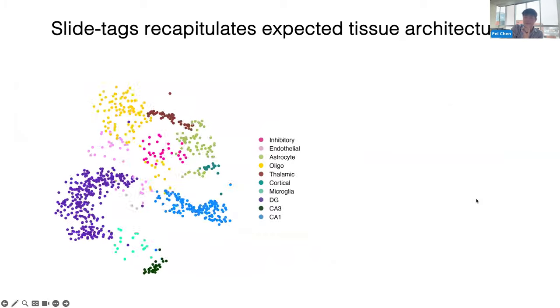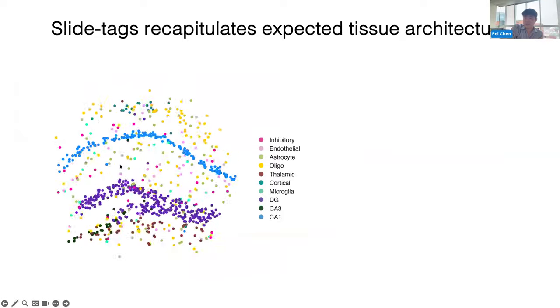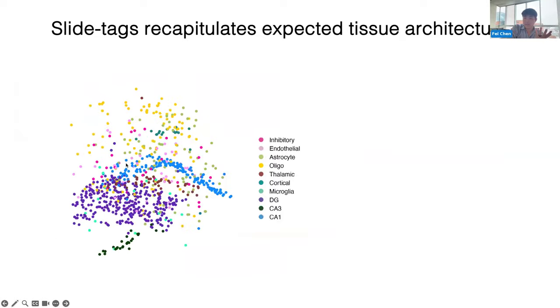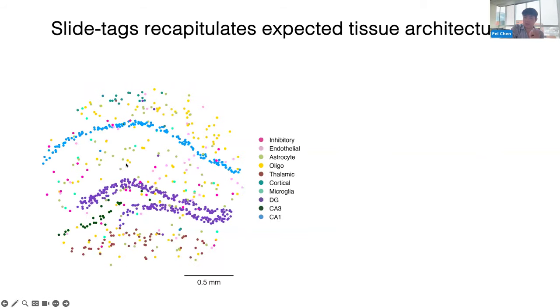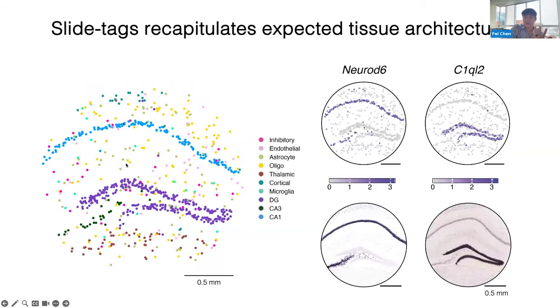And so when we do that, we can take each one of these cells and place the cells into space. This is single cell data, and we're just putting them back into the spatial context. That recapitulates known tissue architecture. Also, underlying each one of these single cells is the gene expression of all the genes, right? And so you can go and plot those genes.